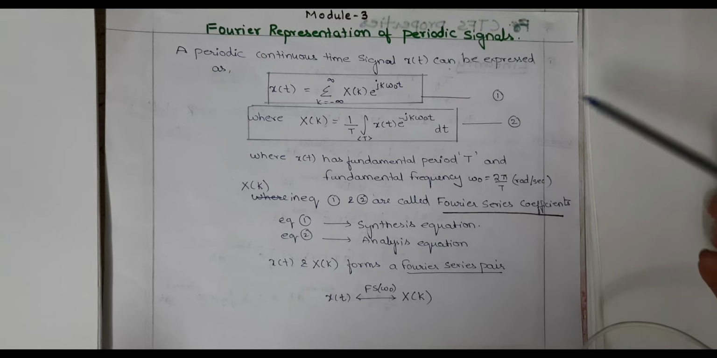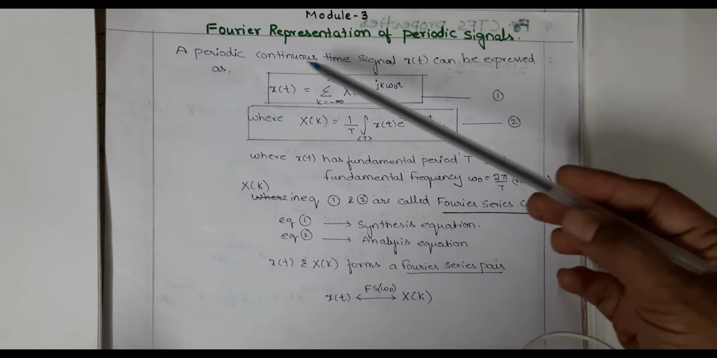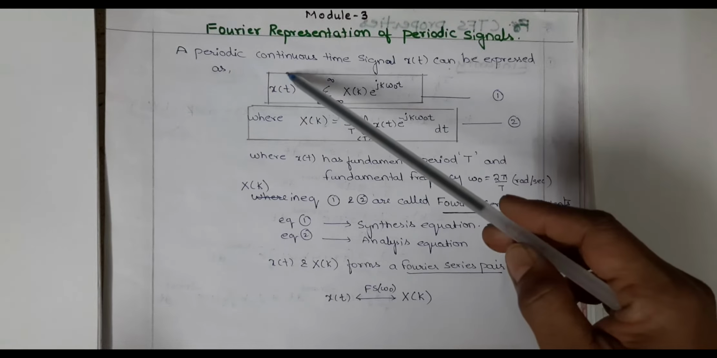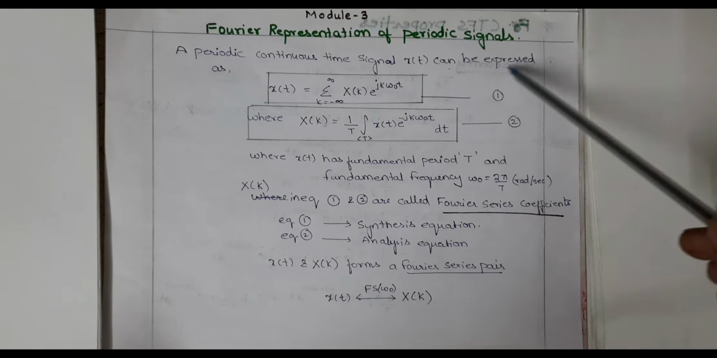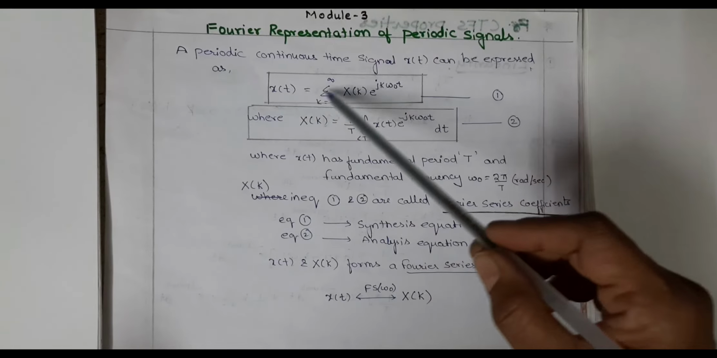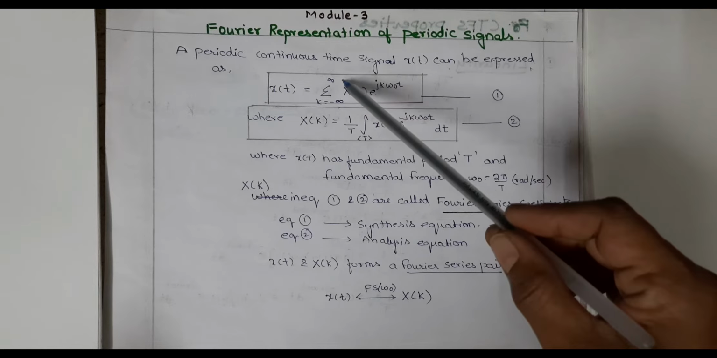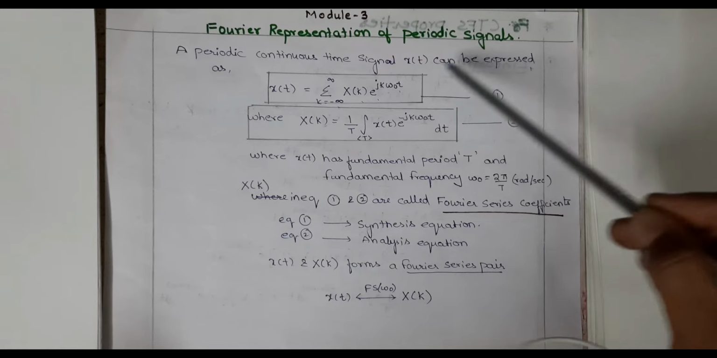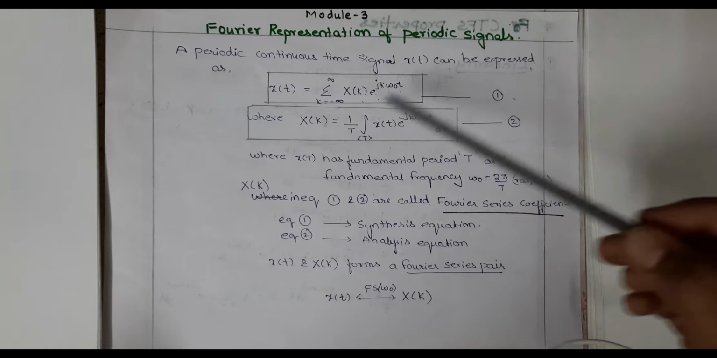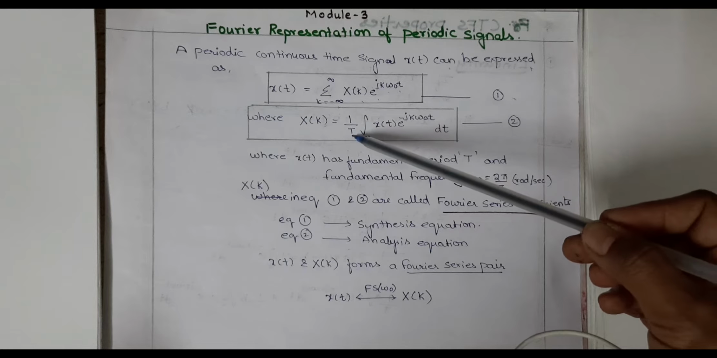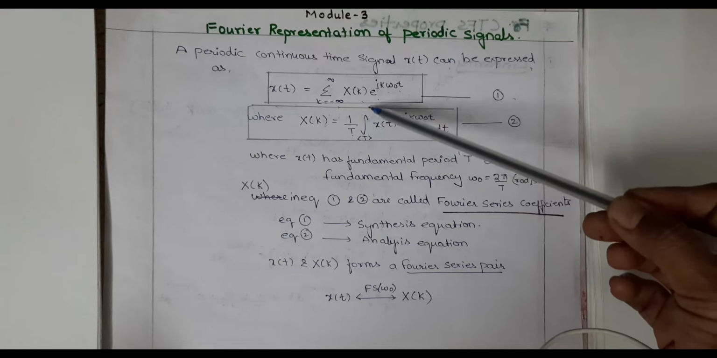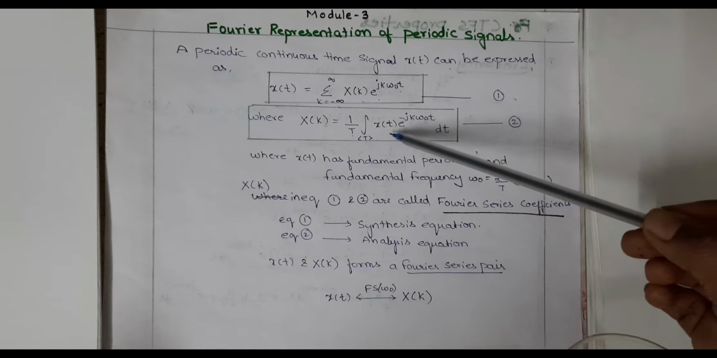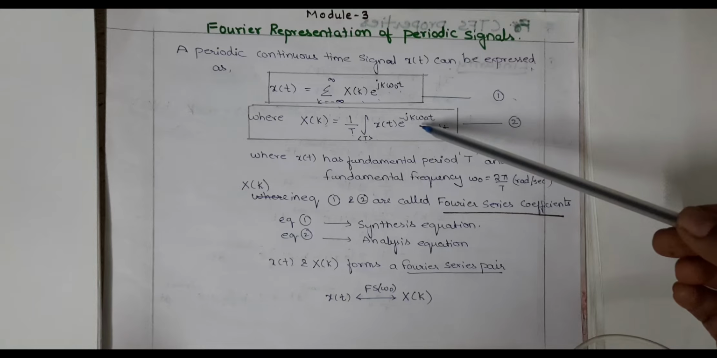In today's class, we'll start with the module 3 second part, that is Fourier representation of periodic signals. A periodic continuous time signal x(t) can be represented as x(t) = sigma k equal to minus infinity to plus infinity X[k] e^(j k omega naught t). Let us take this as equation 1, where X[k] is given by 1 by T, where T is the time period, integration over the time period of x(t) into e^(-j k omega naught t).